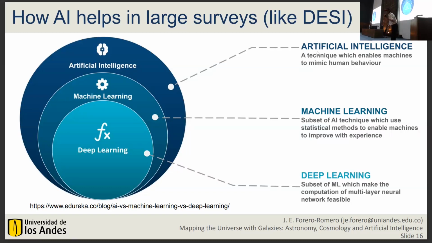So let me define AI in this context. Any technique that mimics human behavior, I will call AI. This is a very general definition. As a subset, we have machine learning, where these techniques have to use statistical knowledge. So now I'm making it more specific, because I have to learn from the past to predict the future. And a subset of that is deep learning, where I get the statistics using a particular architecture, let's say a deep convolutional neural network.